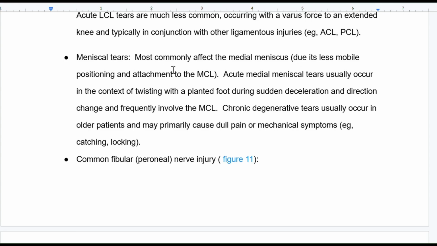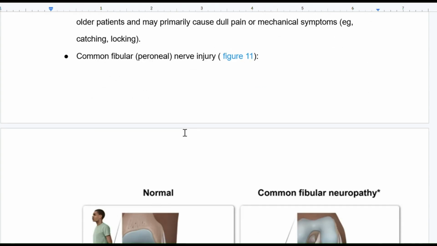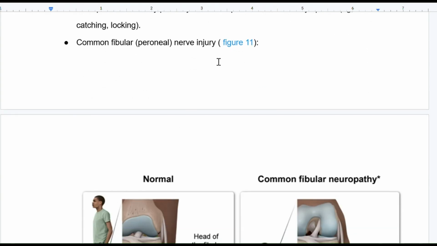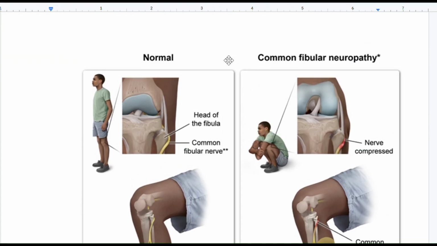Meniscal tears most commonly affect the medial meniscus due to its less mobile positioning and attachment to the MCL. Acute medial meniscal tears usually occur in the context of twisting with a planted foot during sudden deceleration and direction change, and frequently involve the MCL. Chronic degenerative tears usually occur in older patients and may primarily cause dull pain or mechanical symptoms such as catching and locking. Common fibular peroneal nerve injury, see figure 11.